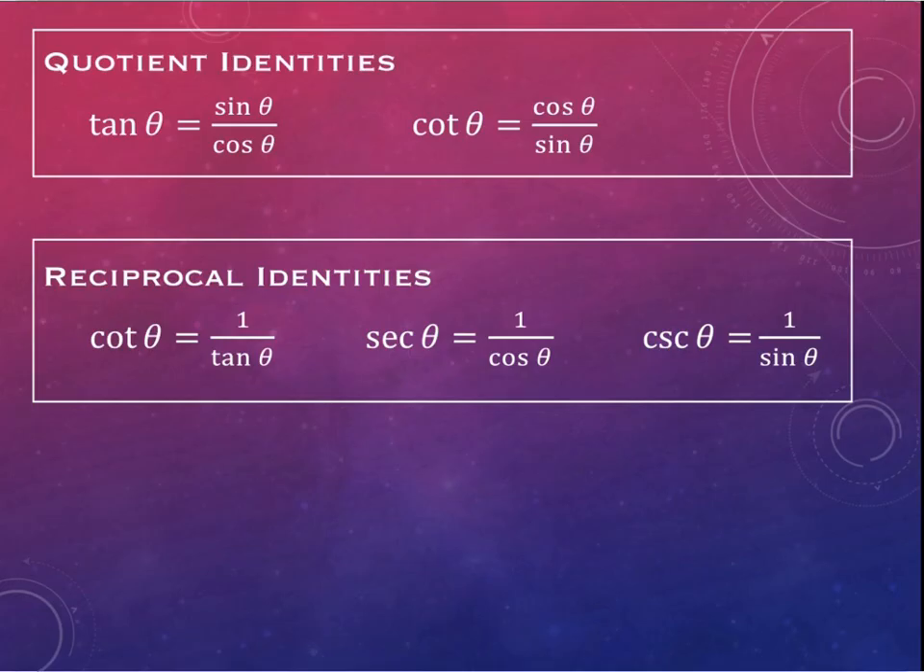We have our quotient identities, which we've seen before. So tangent is sine over cosine, and cotangent is cosine over sine. Okay? We have our reciprocal identities. The cotangent is 1 over tangent. The secant is 1 over cosine, and the cosecant is 1 over sine. We've seen all these before, right? We've used them when we've established our unit circle, when we've talked about specific values.